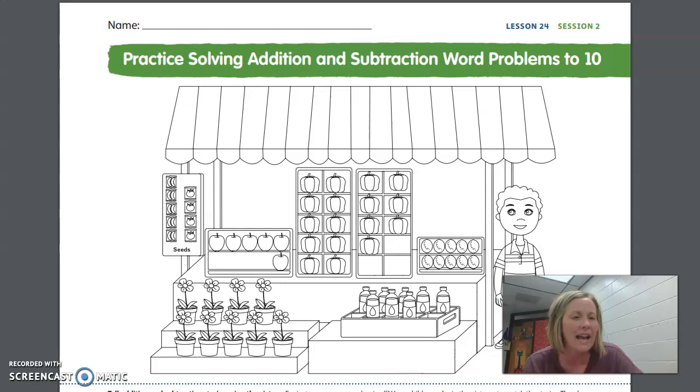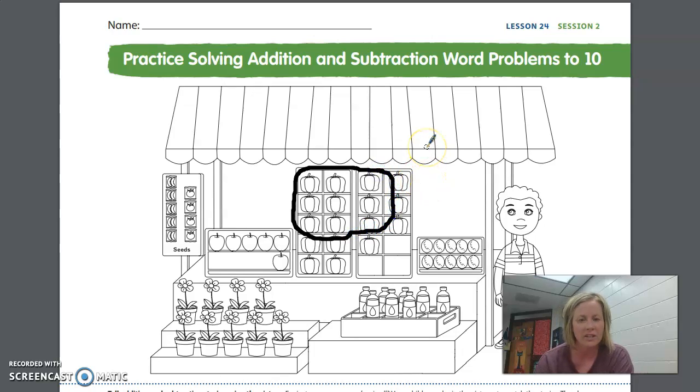So let's go ahead and color those peppers. Can you color 6 red peppers and 3 orange peppers? It's kind of hard for Miss Martin to color on here, so I'm just going to circle. So he's going to get 6 red and 3 orange. How many is he going to buy all together? You're right. He's going to buy 9 peppers altogether.